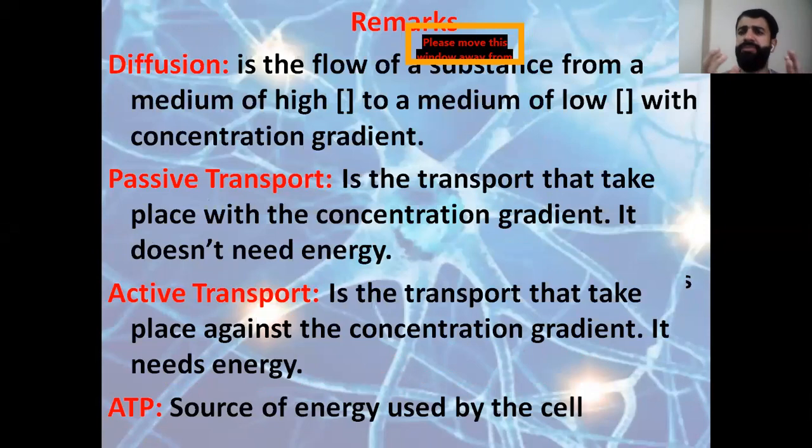Diffusion is the movement or the flow of a substance from a medium of high concentration or high amount or high value or high pressure or high volume to a medium containing low concentration, low amount or low volume or low pressure of this substance. We said about the active and the passive transport. Passive, it doesn't need energy. It takes place with the concentration gradient. Whereas the active, it takes place against the concentration. It needs energy, and the energy should be supplied in the form of ATP, adenosine triphosphate.